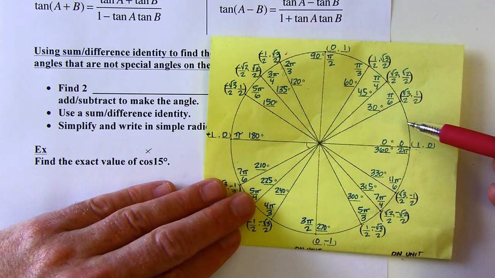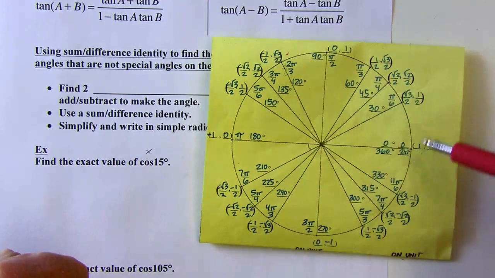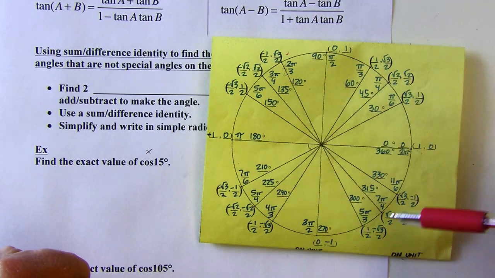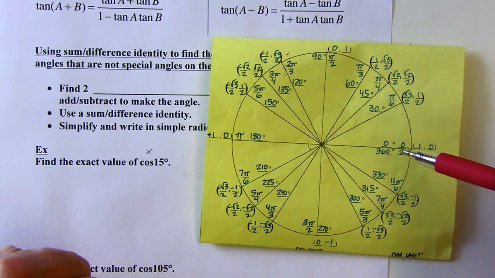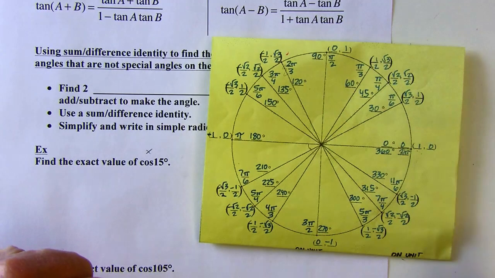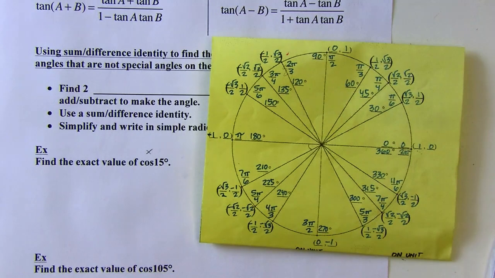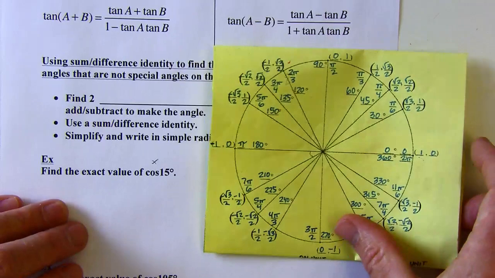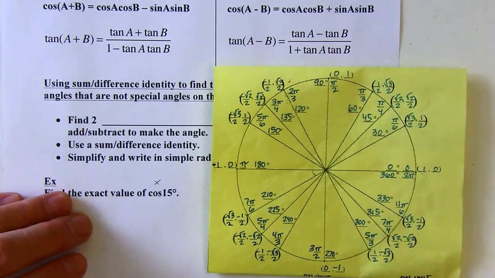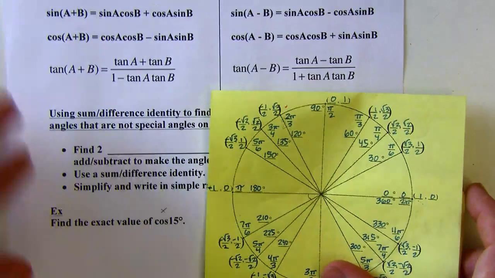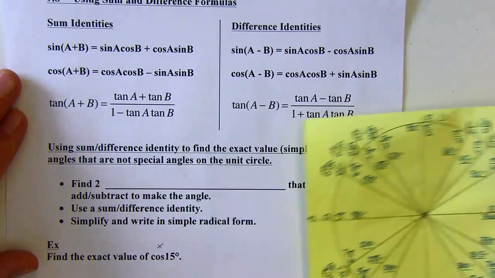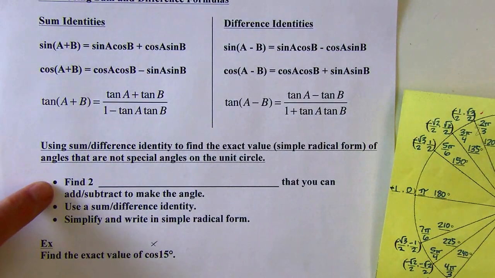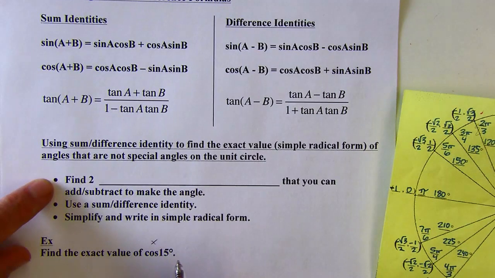Okay, so these aren't the only angles in the universe, right? There's 31 degrees, 32 degrees, and so forth. So if it's not one of these special angles, then we need a different strategy. And the sum and difference formulas can help us to get to a lot of these angles, okay? Actually, eventually you could get to all of them with the sum and difference formulas. So what I'm going to do is find two special angles that I could use to add or subtract to make 15.